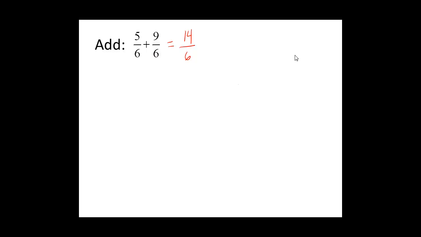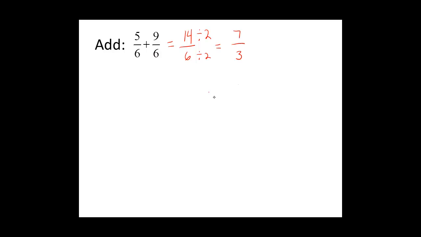This is an even number divided by another even number. 14 and 6 are both even, so we know that they are both divisible by 2. So let's divide both the numerator and the denominator by 2. 14 divided by 2 is 7, and 6 divided by 2 is 3. There aren't any other common factors, so this is the answer as an improper fraction.